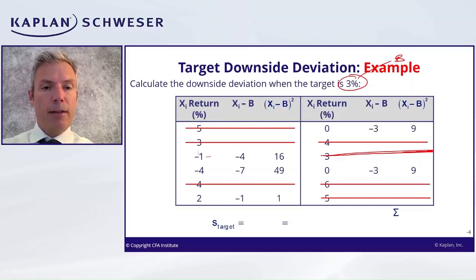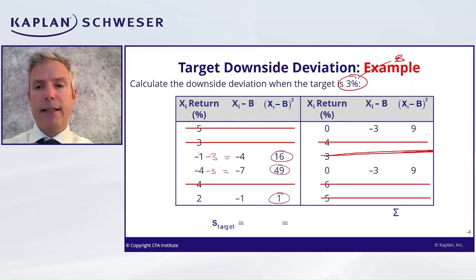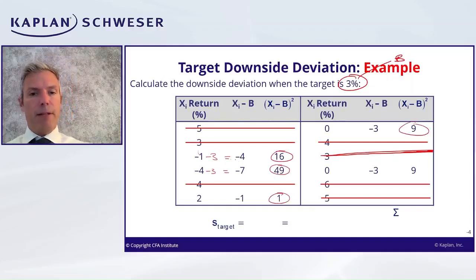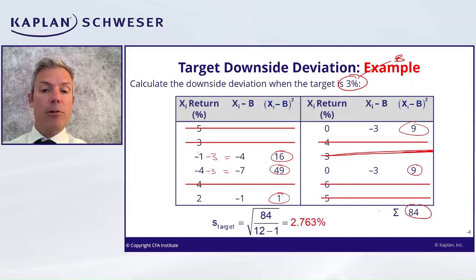So obviously -1, -3 is -4, -4 minus 3 is -7, and so on. So these are the things we're going to add. We've squared them, by the way, of course. -4 squared is 16, -7 squared is 49. So we get 65, 66, 75, we get 84, if I do that in my head, and I've done it right in my head. And now we can take that 84 as the numerator. That's all that's changing really, is the numerator. Divide by n-1 and then take the square root and we'll get 2.763.